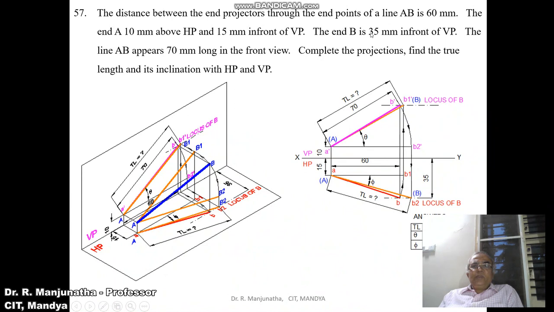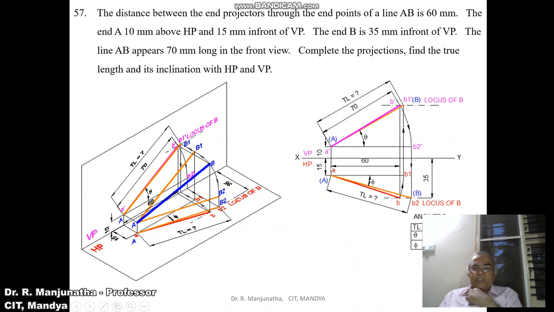Then we know that the NP is 35 mm in front of VP. In front of VP is seen in the horizontal plane. From the XY line, you measure 35 mm and draw a horizontal dash-dot thin line, which is parallel to the XY line in the top view. Since it is the endpoint B, you write locus of B in the top view. Then the distance between the end projectors through the endpoints of the line capital AB is 60 mm.